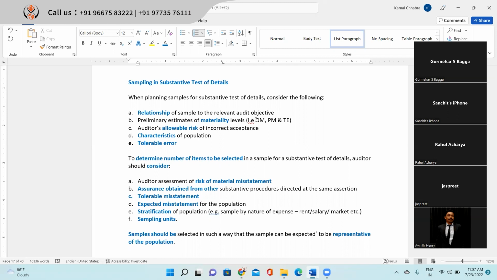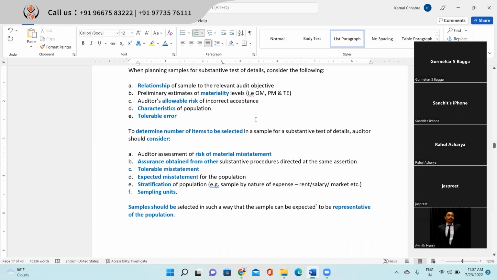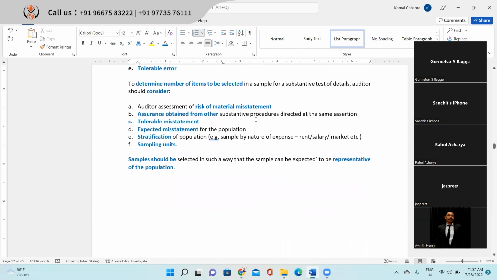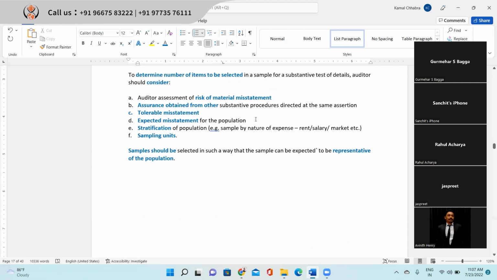So these things you need to define for selecting the sample, and to determine the number of items to be selected in a sample for substantive test of detail, auditor should consider the following. First is auditor assessment of the risk of material misstatement. Whether you assess the risk of material misstatement low, moderate, high, fraud risk, right? Accordingly, your number of samples varies based on the risk of material misstatement. So this is very important.